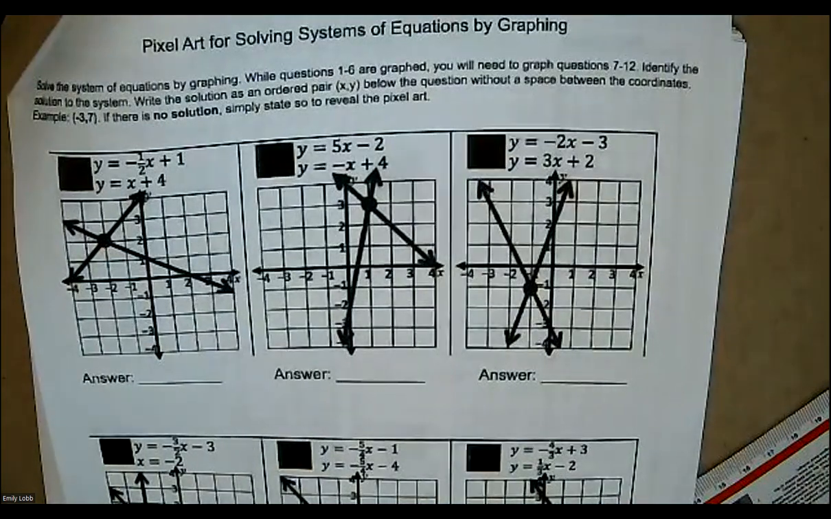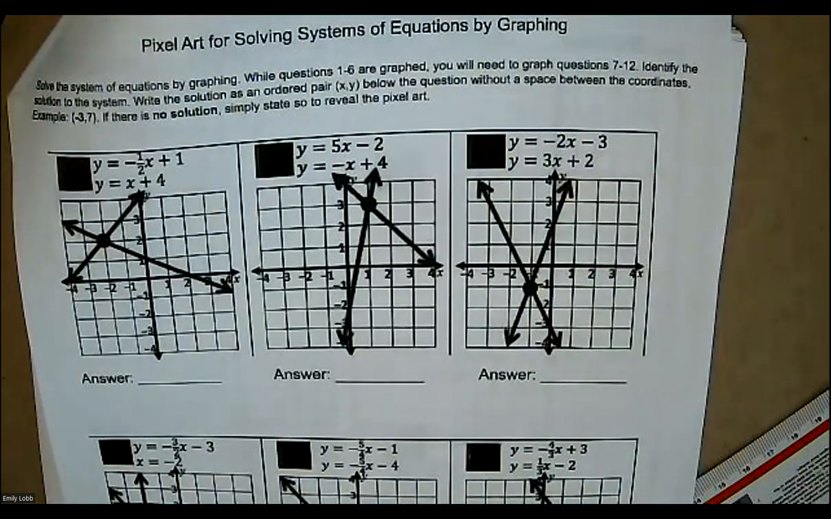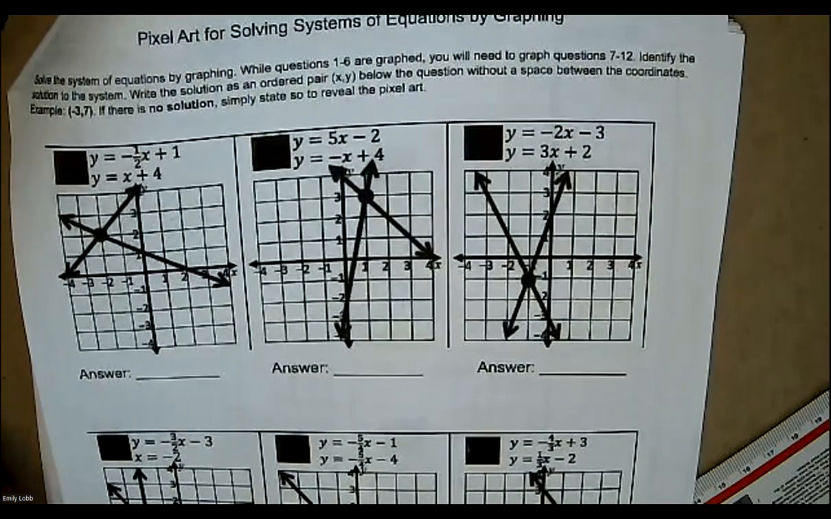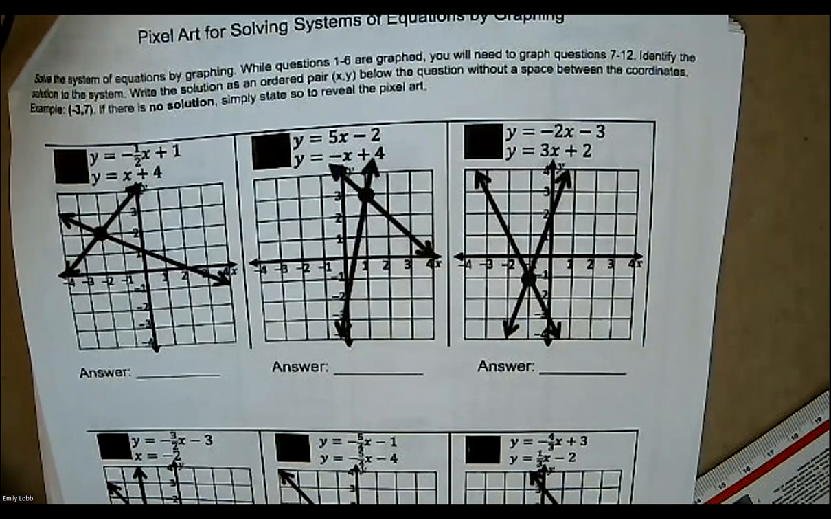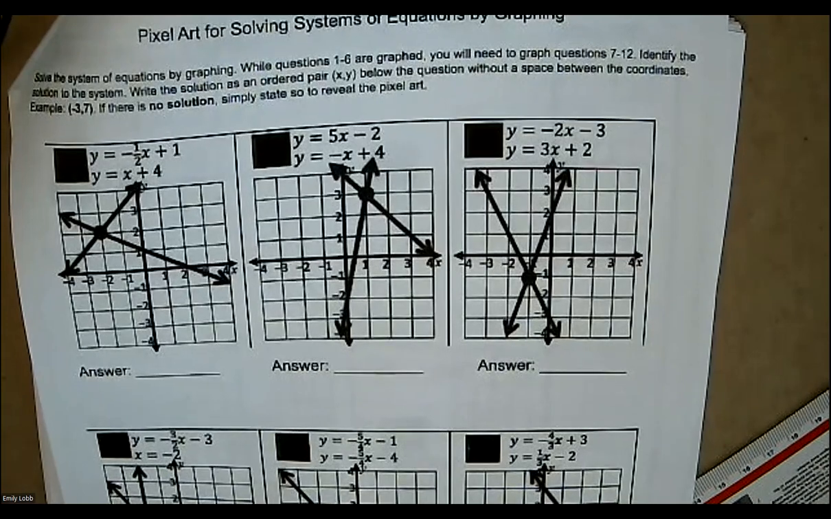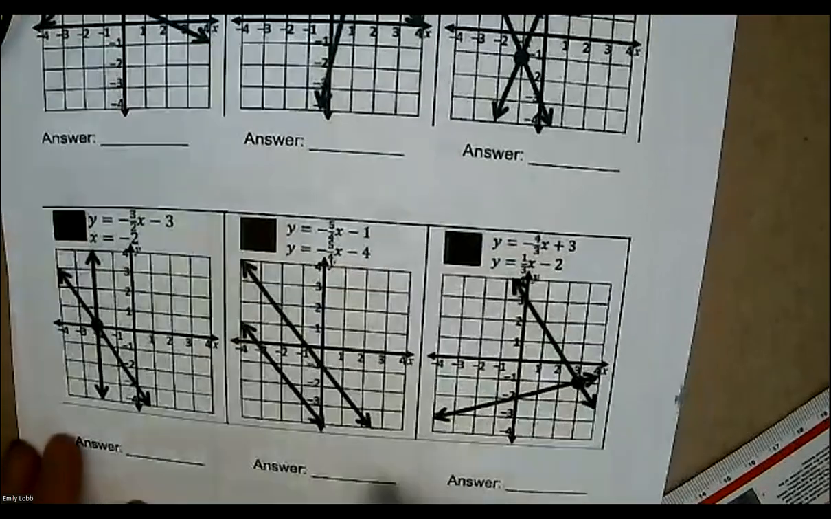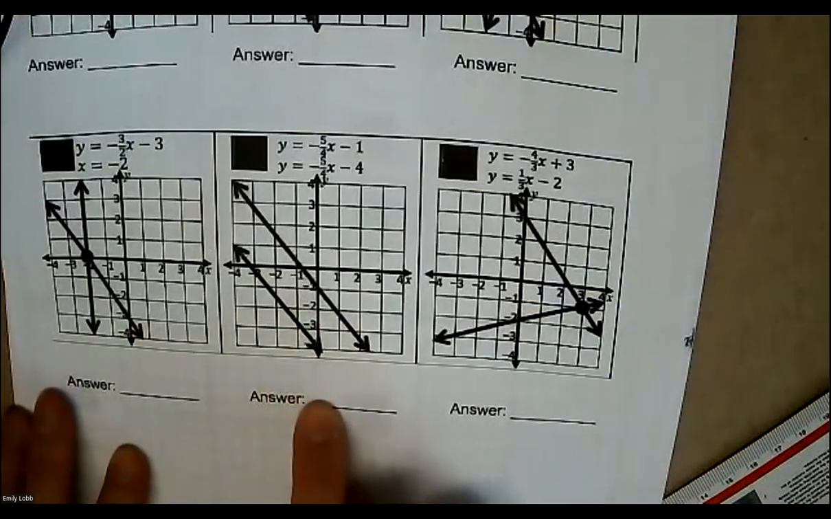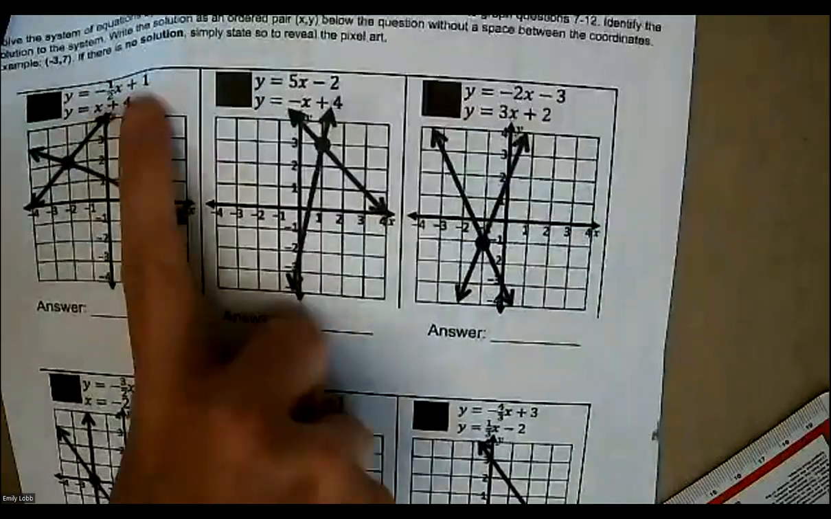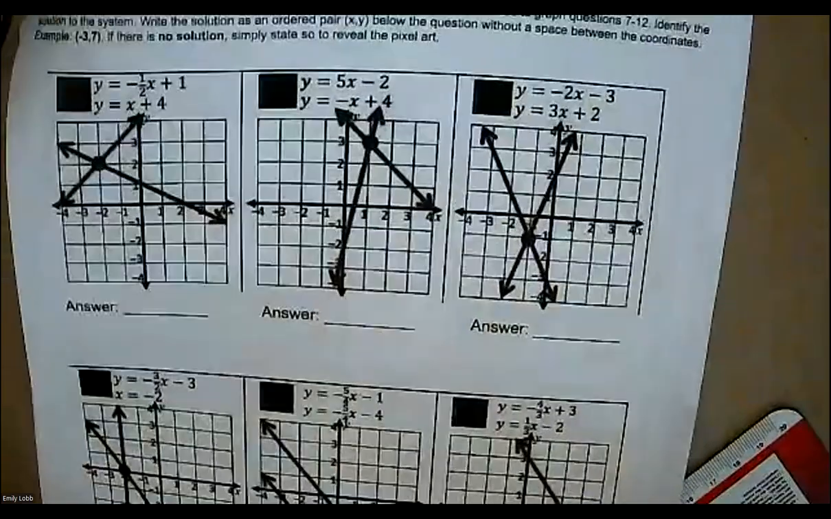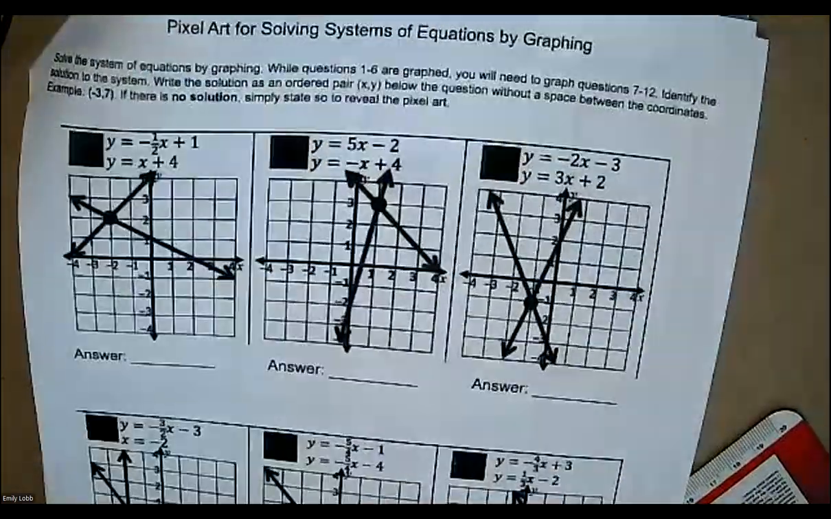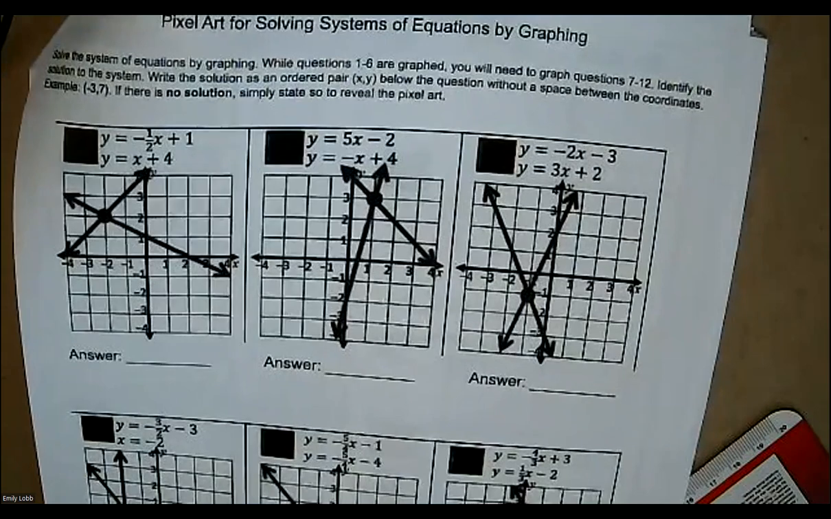So if it's telling you you're wrong and you think you're right, check to be sure you've put it in the proper form, without a space between the coordinates. Example, here, this is how they want your value in. If there's no solution, simply state so to reveal the pixel art. So if they don't intersect, like if they're parallel here, you would type in no solution. They're giving you the words. Simply state so, okay? It's right here in the directions for you and on your paper if you don't know how to spell solution.